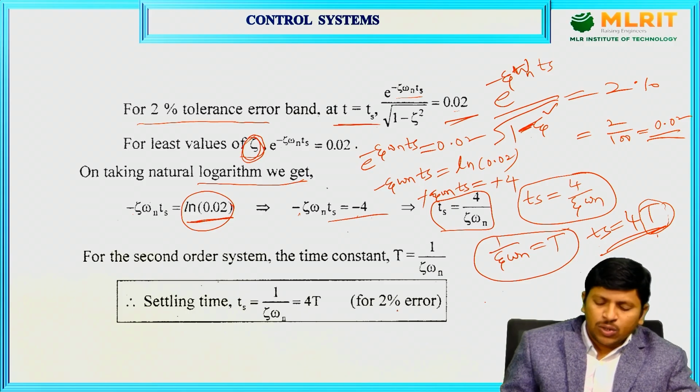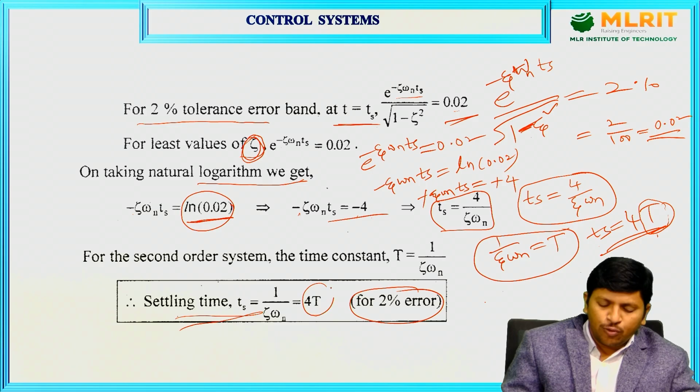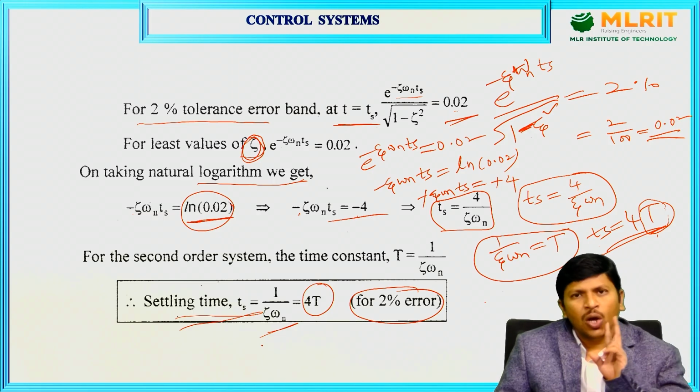Next, for the 2% tolerance, the settling time finally is 4t, or 4 by zeta omega n. This is the settling time for the 2% tolerable error, right?